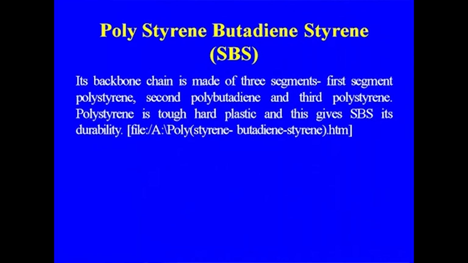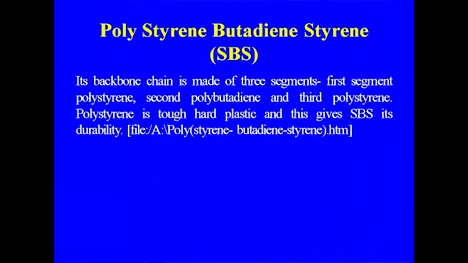I was talking about the SBS. Its backbone chain is made of 3 segments. First segment polystyrene, second polybutadiene, and third is polystyrene. So, this is the combination of styrene, butadiene, styrene. Polystyrene is a tough hard plastic and this gives SBS its durability.